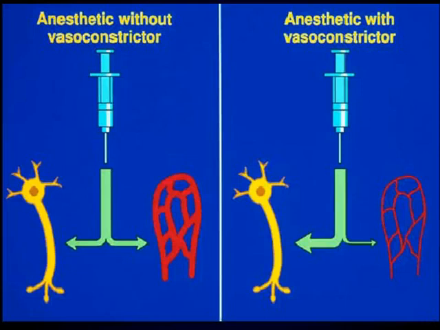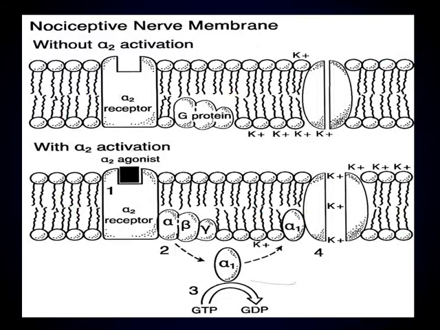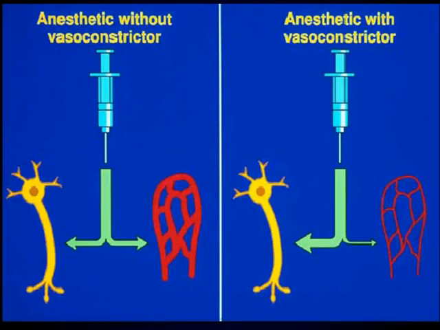You can use epinephrine. You can use phenylephrine. Those are two vasoconstrictors that are commonly used with local anesthetic. So more blood at that site is going to cause a slower onset? Essentially no, it has nothing to do with onset. Onset has to do with concentration delivery. Okay. Got it.